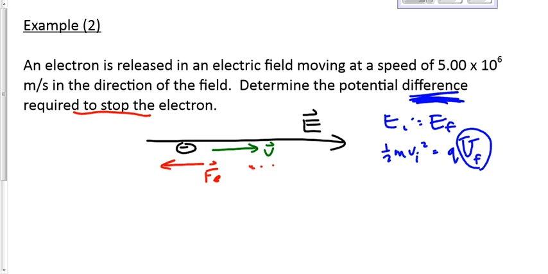So if this question started off as saying it's moving opposite to the field, then we'd be going with the force, and it would be speeding up in that case. So that would be a car going down the hill now. Does that make sense? Yep, go ahead.